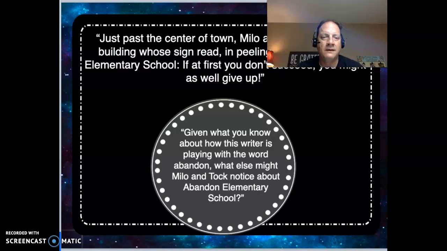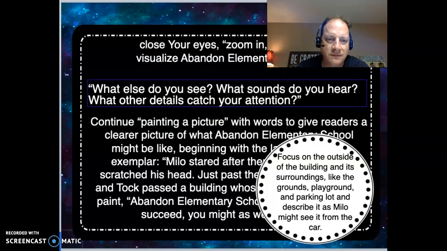All right. Just past the center of town, Milo and Tock passed a building whose sign read, in peeling paint, Abandoned Elementary School. If at first you don't succeed, you might as well give up. Now, given what you know about how the writer is playing with the word abandon, what else might Milo and Tock notice about Abandoned Elementary School?